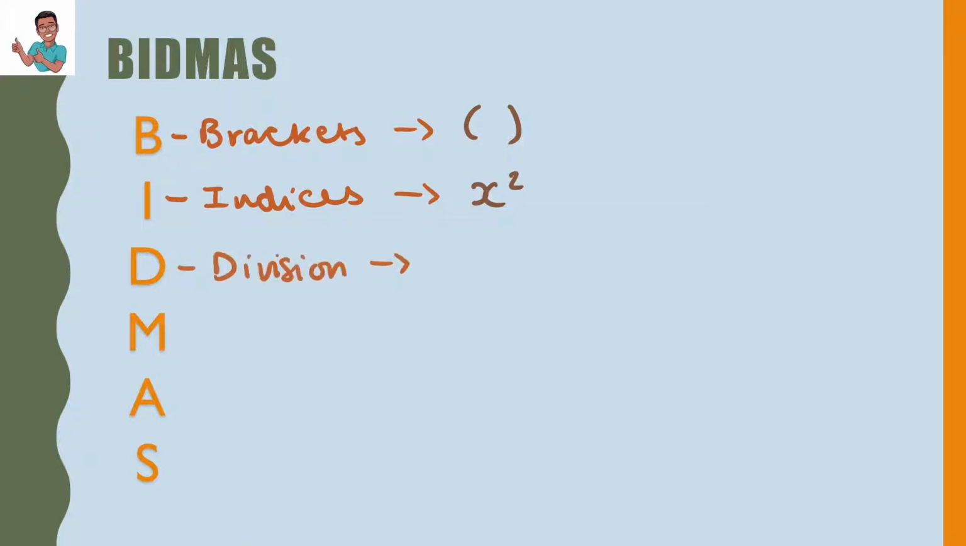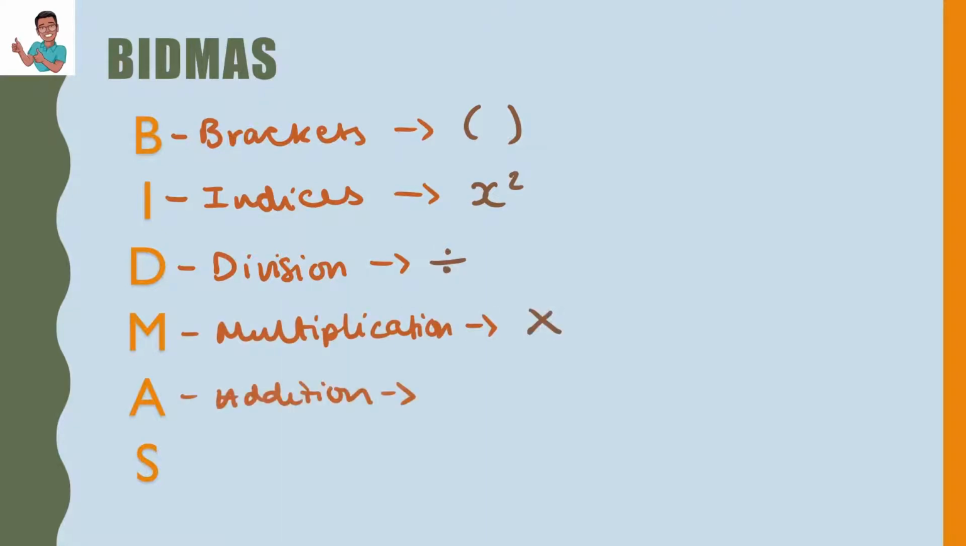D stands for division, and looks something like this. M stands for multiplication, and looks something like this. A stands for addition and looks something like this, and S stands for subtraction and looks something like this. Division and multiplication, addition and subtraction can be swapped over. This is because they are opposite operations. We will be having a future video about this.